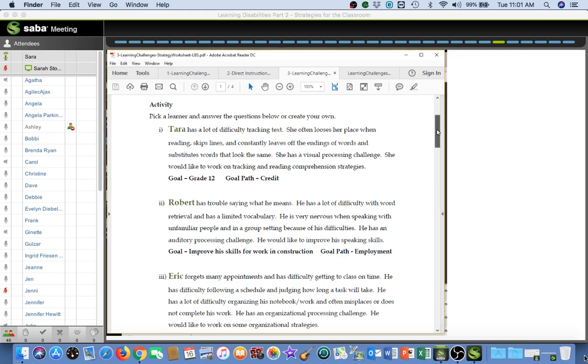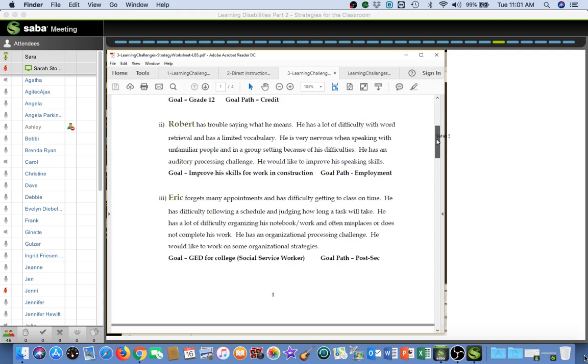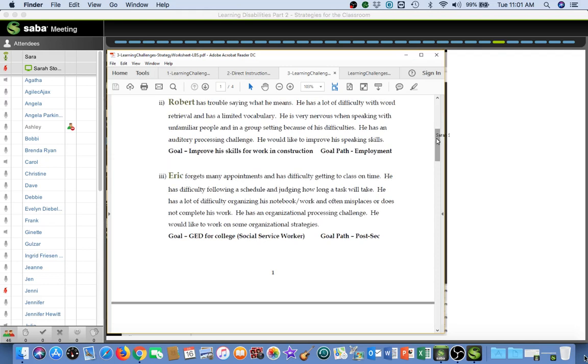Next we have Robert. He has trouble saying what he means. He has a lot of difficulty with word retrieval, has a limited vocabulary. He's really nervous when speaking with unfamiliar people in a group setting because of his difficulties. He has an auditory processing challenge, and he'd like to improve his speaking skills. So his goal is to improve his skills for work in construction. So his goal path is employment. So this is a little bit of a different one. Certainly utilizes the competency of oral language. So if that resonates and maybe you have a lot of learners on the employment goal path, then that might be appropriate for you.